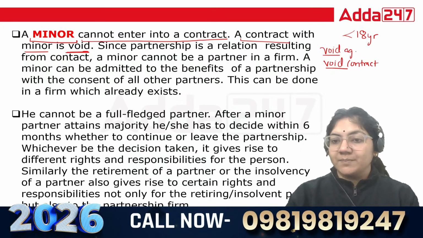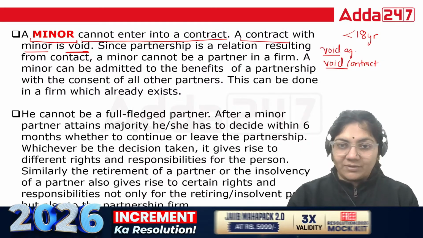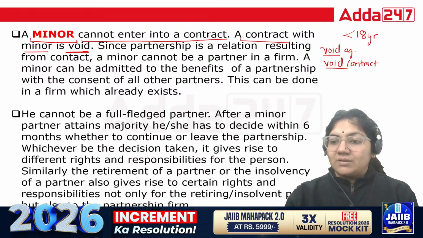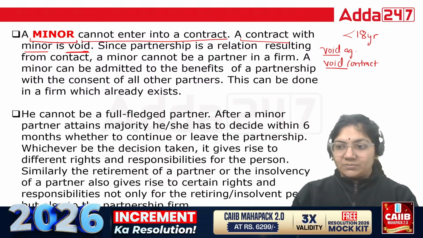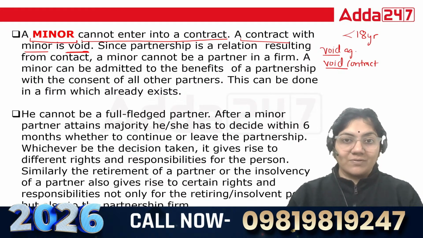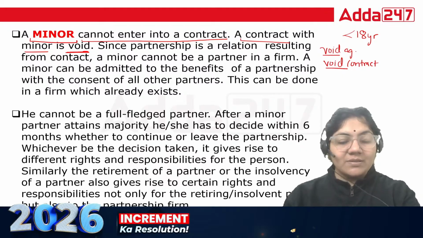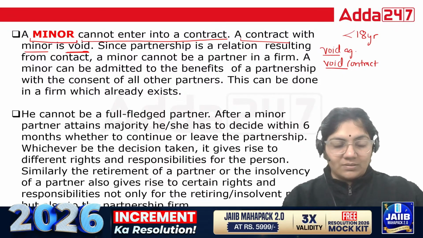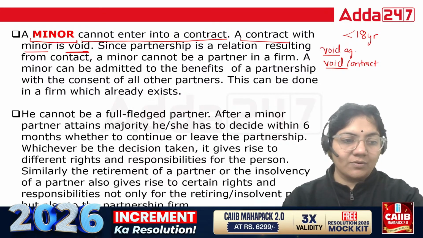Suppose I book a hotel. Initially, if I have paid the advance, that is valid. But later on, the government gives an order to cancel all the bookings till 1st January. Now it is called a void contract. So this is the basic difference between void agreement and void contract. Done?